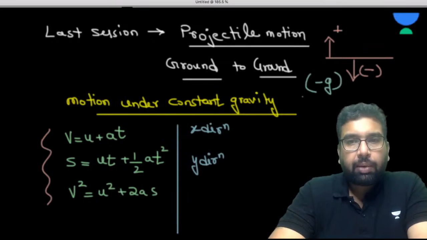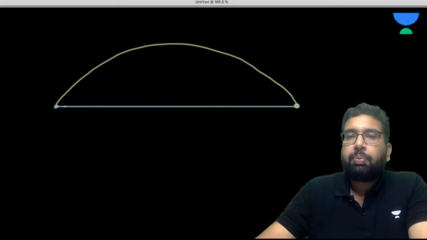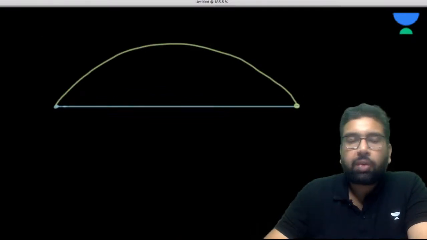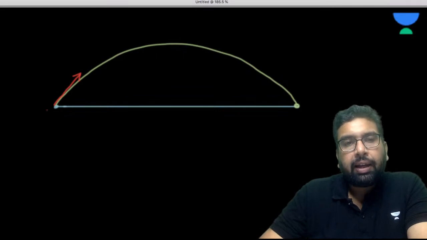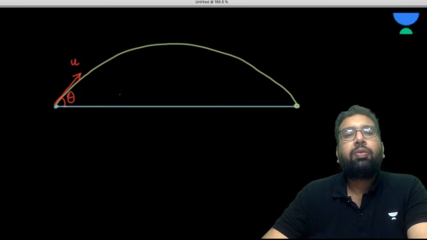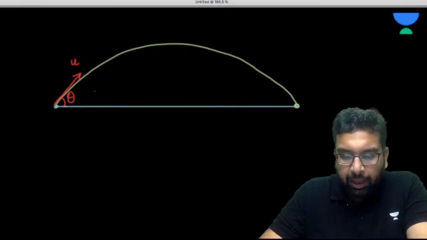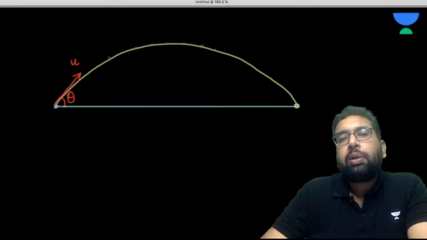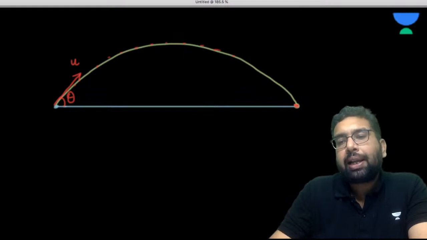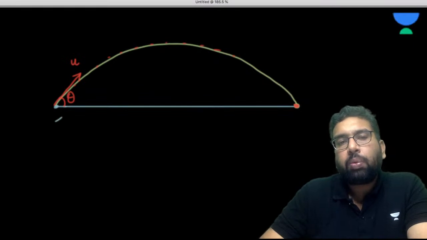Now coming to projectile motion, which follows some sort of trajectory. Let's suppose a body, ball, stone or anything, is thrown at a velocity of u in this direction, making an angle of theta from the horizontal. Do you agree that it is going to follow a path like this and then strike the ground at some point like this? This is what we call the basic ground to ground projectile.